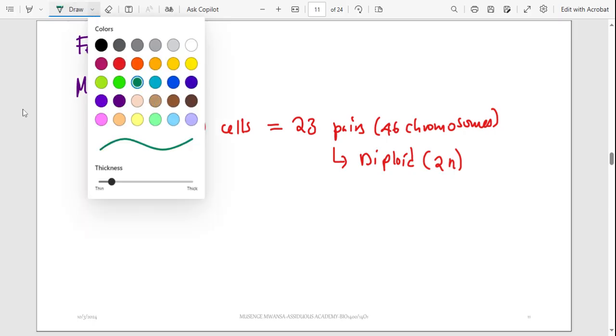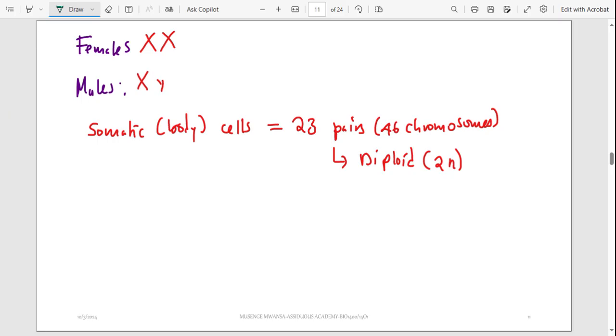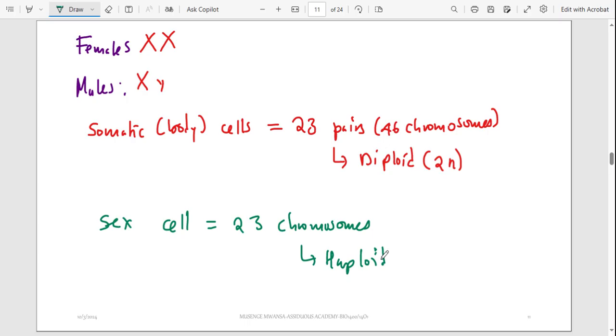And then when we go to the sex cells, the sex cells have a haploid number. Sex cells have 23 chromosomes. You can see this is not pairs, this is 23 chromosomes, and this is a haploid number. Haploid number is just N. You only have 23 chromosomes. In somatic cells, you have 46 chromosomes.